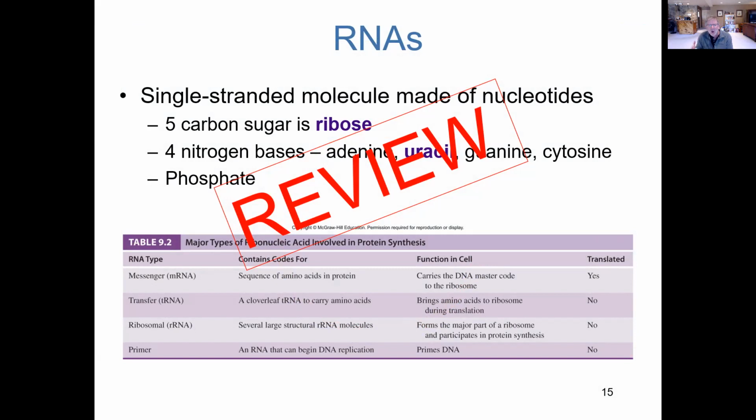There are also 3 major types of RNA molecules. There's messenger RNA, sometimes called mRNA for short. There's transfer RNA, or tRNA for short. And there's ribosomal RNA, or rRNA for short. And of course, you see in the table, they review those here. I'm not going to talk about the primer RNA.